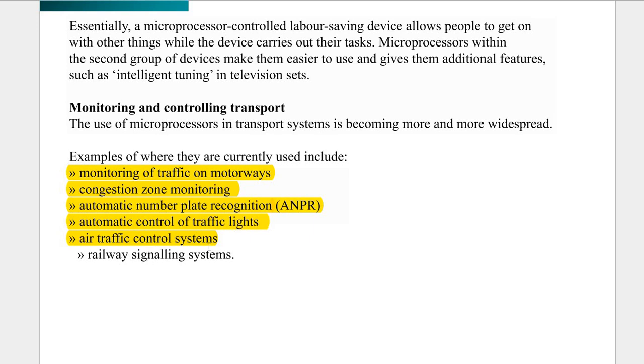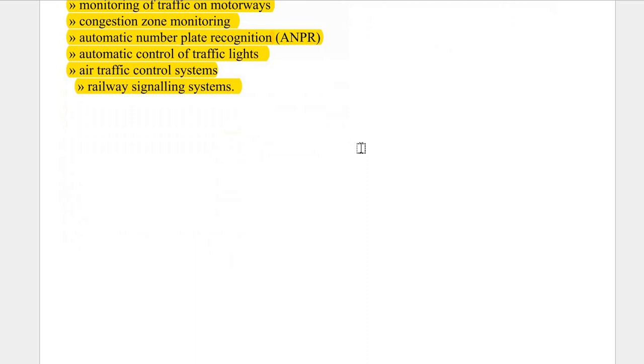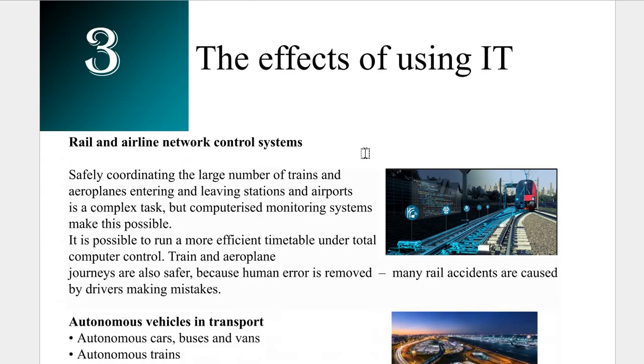Also, in the railways, we have some signaling system that alerts the trains to what to do, for example, if the road is closed, if they should decrease speed, or go slower. They are somehow signaling in the railways too by the help of microprocessor-controlled devices.